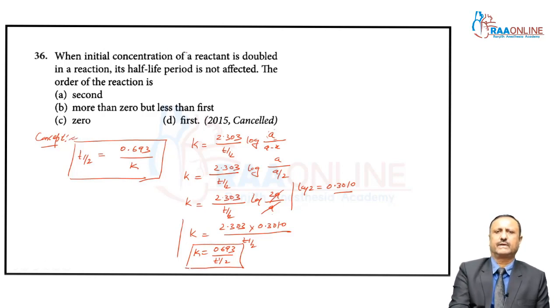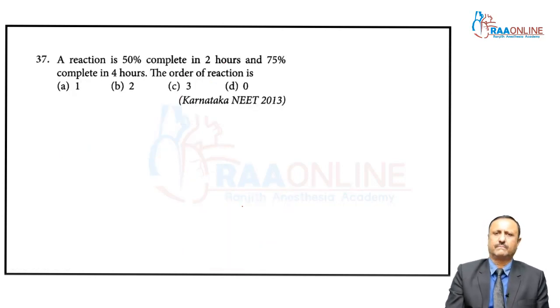So my dear students, this formula is used in first order reactions. When the initial concentration of the reactant is doubled, its half-life period is not affected because the initial concentration is not present in this formula. So, my dear students, the order of reaction is always first order. Question number 36, answer is D, first order. Now, my dear students, we can go to question number 37.